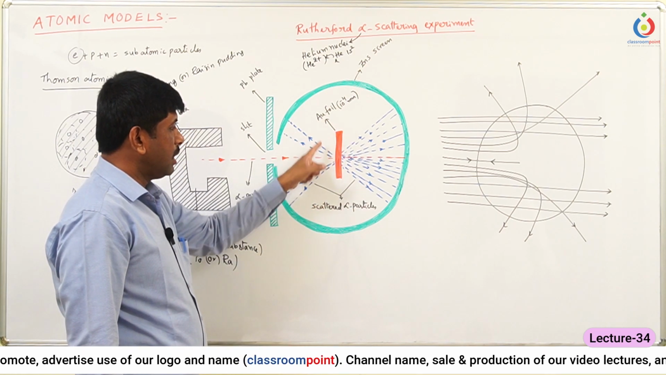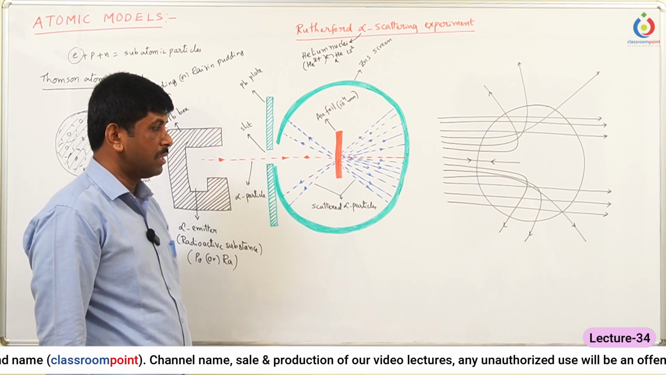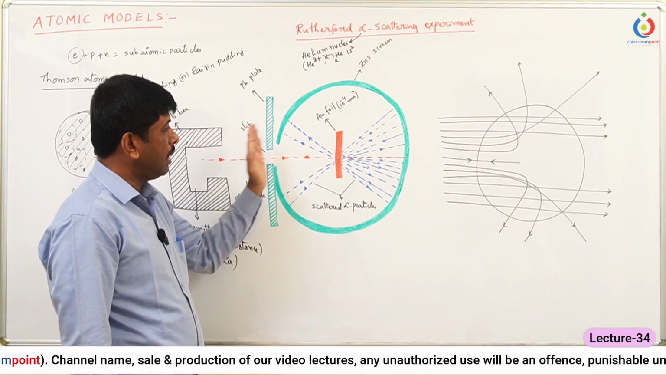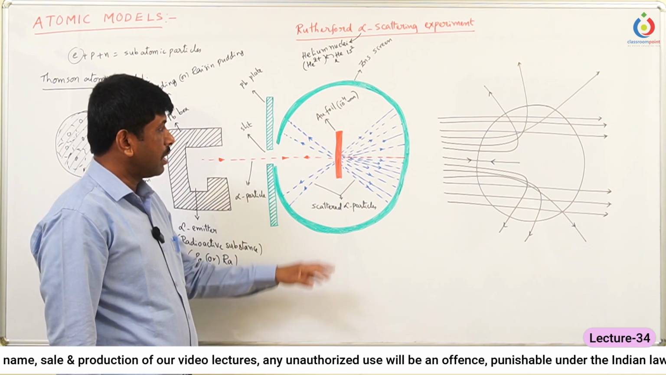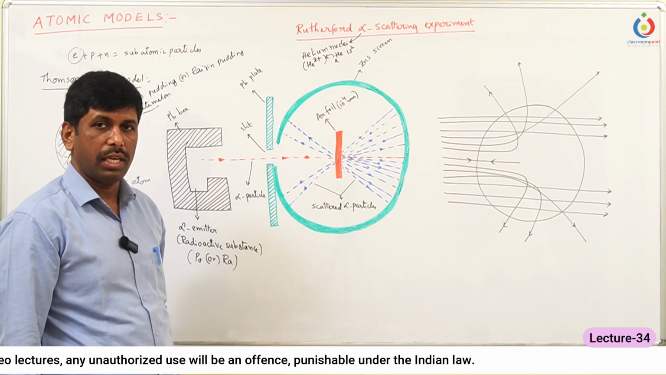When a gold foil is placed in the middle of the path of the alpha particles, that means now the alpha particles are hitting the gold foil. What is the purpose of selecting only gold foil? Why is the gold atom selected?